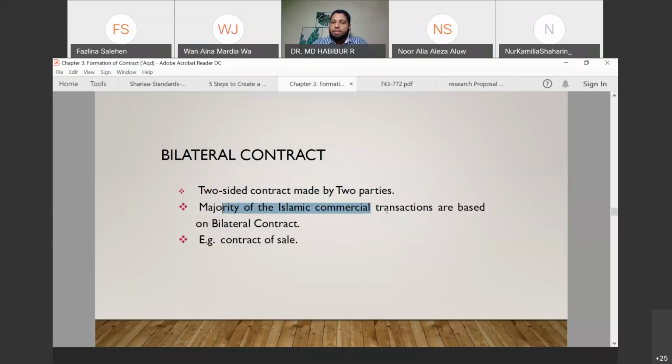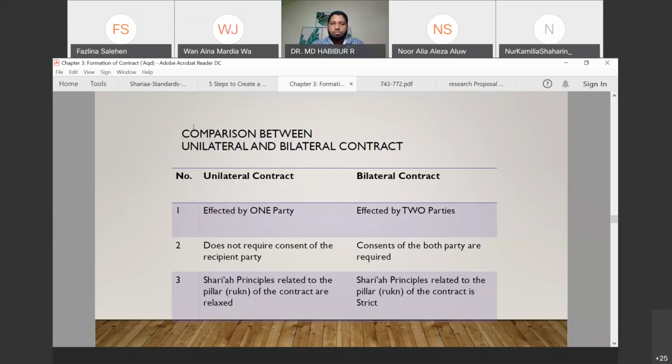Majority of the Islamic commercial transactions are based on bilateral contract. For example, contract of sale, contract of lease, partnership is all bilateral. Right, means from both sides. So in bilateral, the agreement or the consent from the other party is a must, is necessary. Okay? So this is the difference between unilateral and bilateral.